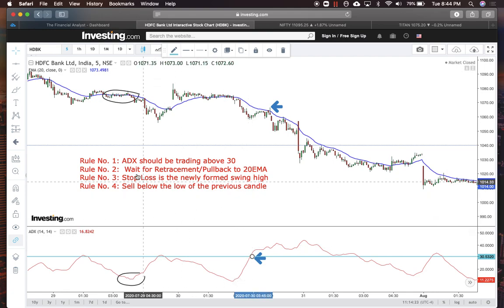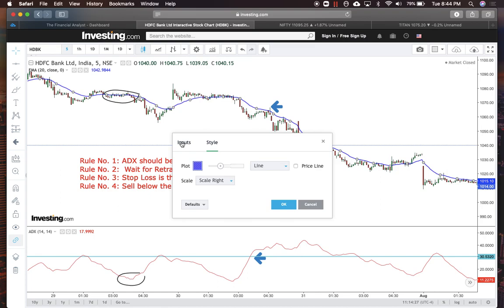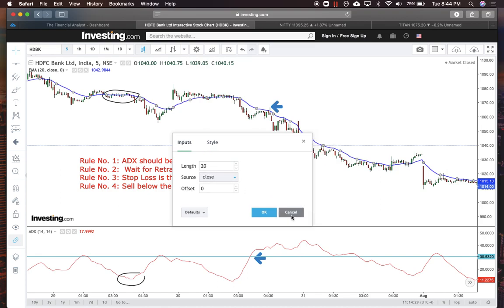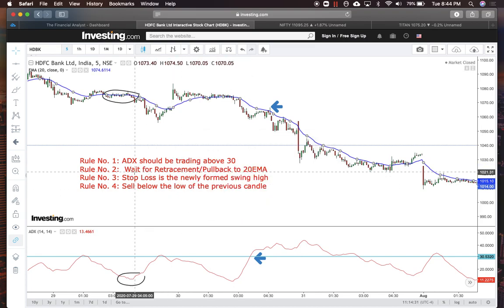Rule number two, we will be plotting a 20 period exponential moving average, 20 period EMA. So we want to wait for a retracement or a pullback towards that 20 EMA. A lot of people ask me whether we should use EMA or a simple moving average. What's the difference? I'll give you a little bit of background about that as well.